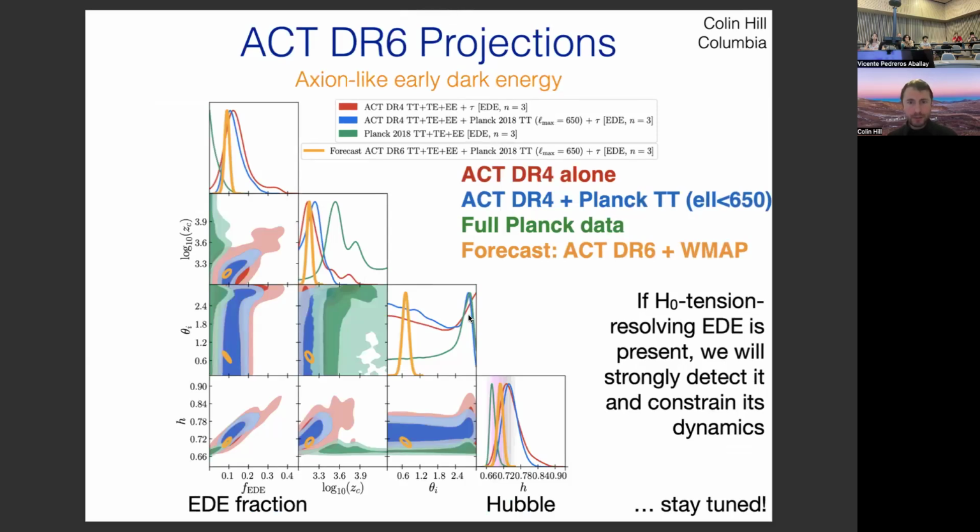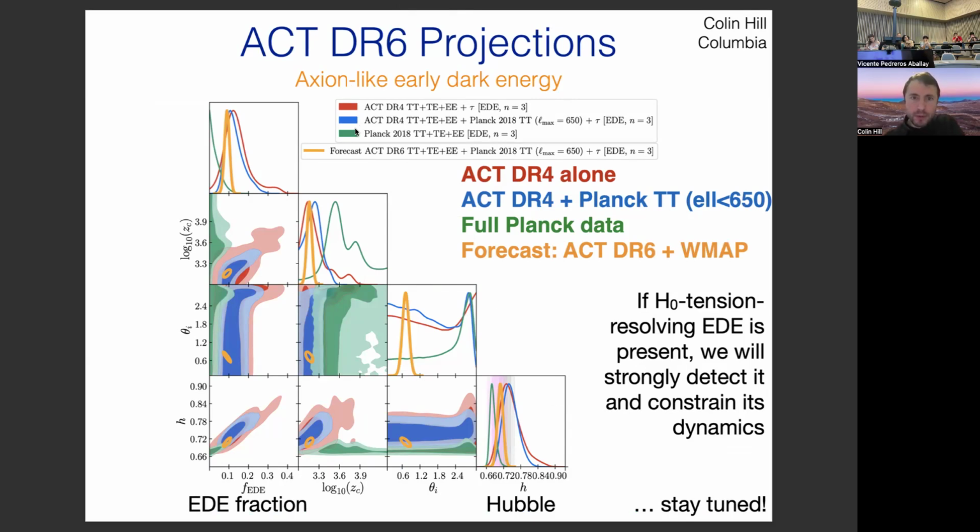Good. So this somewhat busy plot that I'll walk you through has a summary of the existing constraints from previous data and then a forecast for the DR6 data. This is a posterior plot with these 3 new physics parameters in this model, and then the Hubble parameter. Of course, we're also fitting for all of the usual lambda CDM parameters as well when we do these analyses.